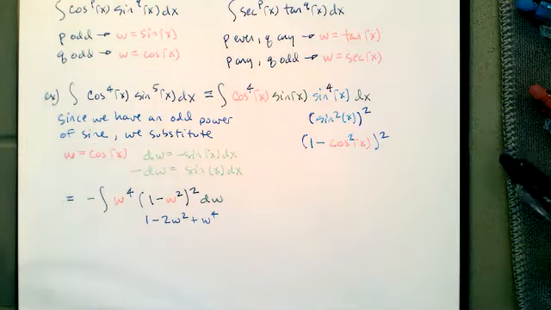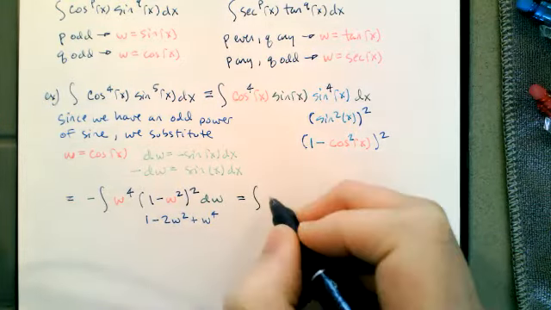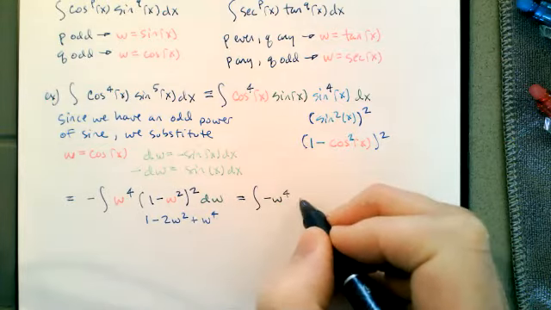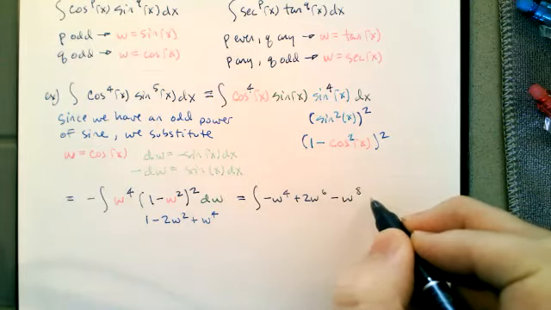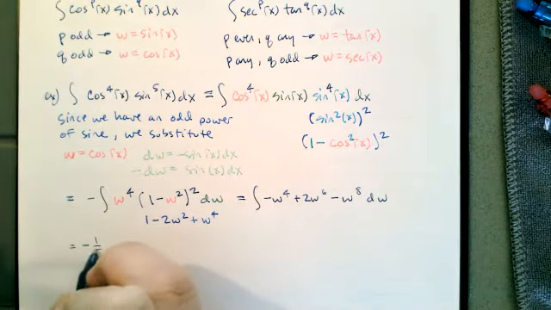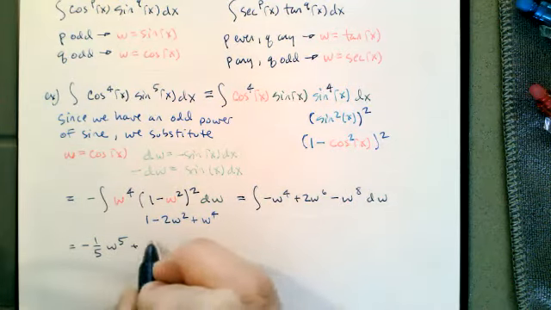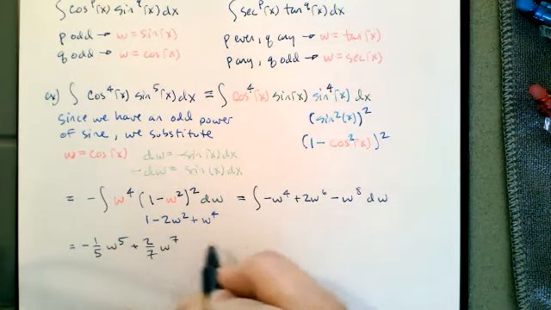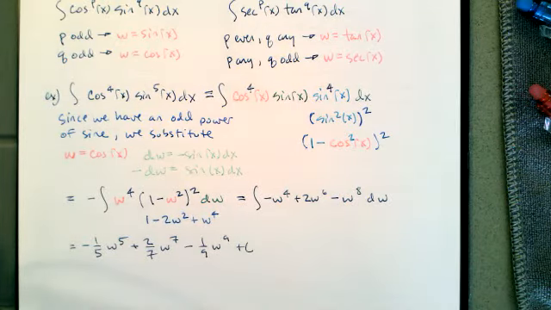So all this is going to become the integral. If I multiply by a minus w to the fourth, I'll have minus w to the fourth plus 2w to the sixth minus w to the eighth dw. Now I've got just powers of w, which is what we wanted in the first place. So we integrate. So it's minus 1/5 w to the fifth plus 2/7 w to the seventh minus 1/9 w to the ninth plus c.